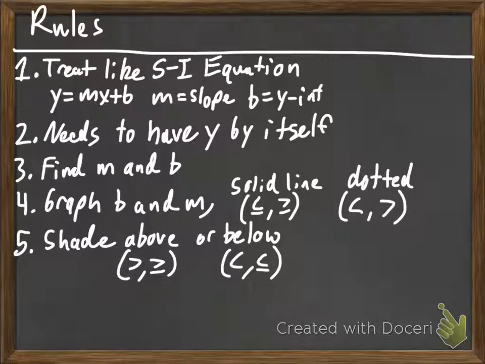It's a solid line if we see a less than or equal to or a greater than or equal to symbol. So that equal to means it's going to be a solid line. The dotted line is whenever it's a strictly less than or a strictly greater than. So we put dots to show that it can't equal anything on this line. And then we're going to shade above or below the line. The shading shows us where all of our answers are.